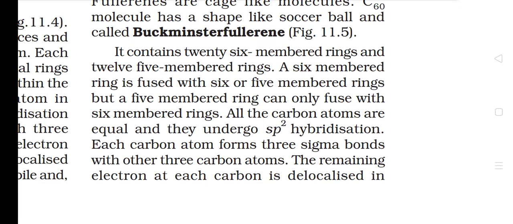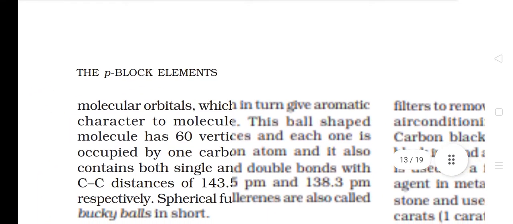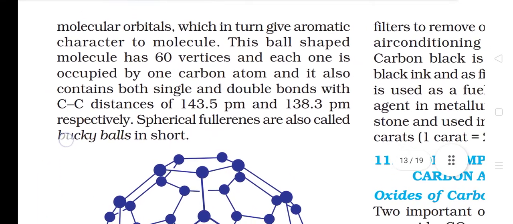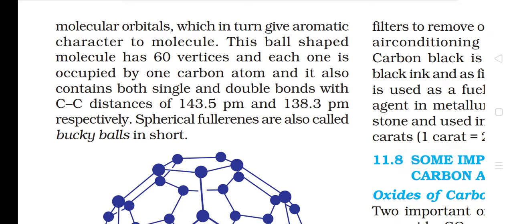The remaining electron at each carbon is delocalized in molecular orbitals, which in turn give aromatic character to the molecule. This ball-shaped molecule has 60 vertices, and each one is occupied by one carbon atom, and it also contains both single and double bonds with C-C distances of 143.5 picometer and 138.3 picometer respectively. Spherical fullerenes are also called buckyballs in short.